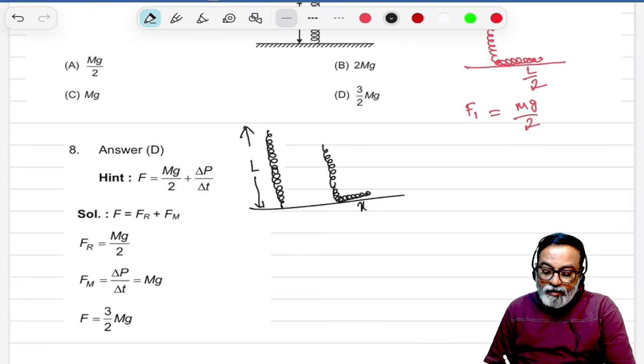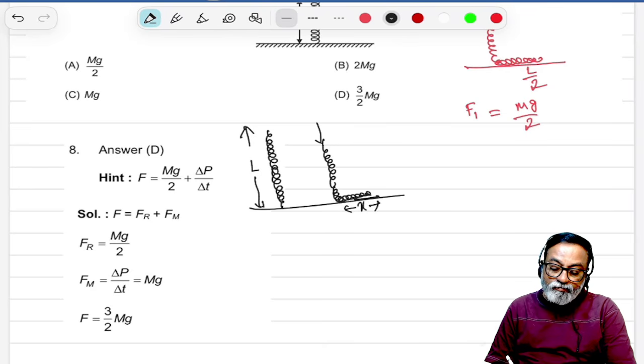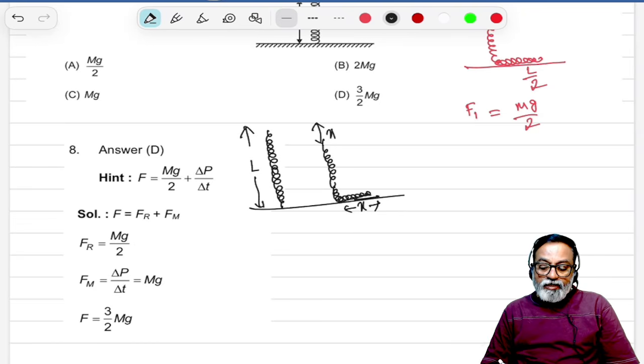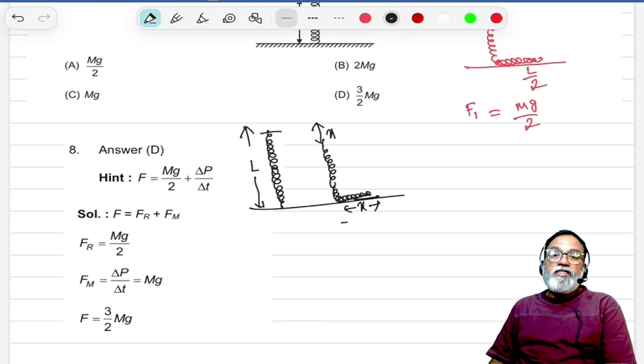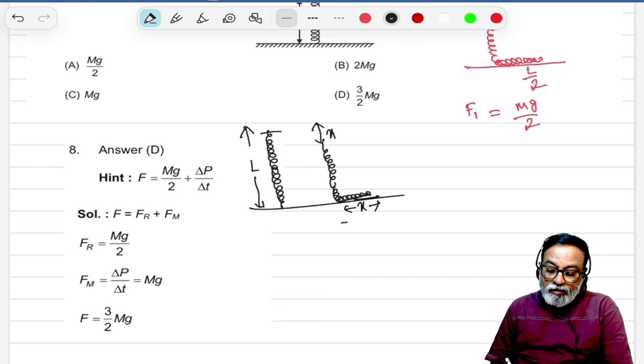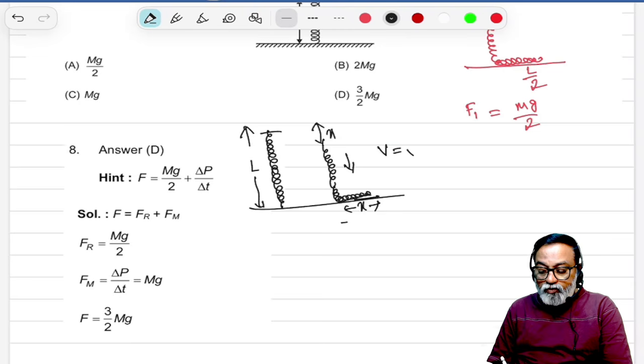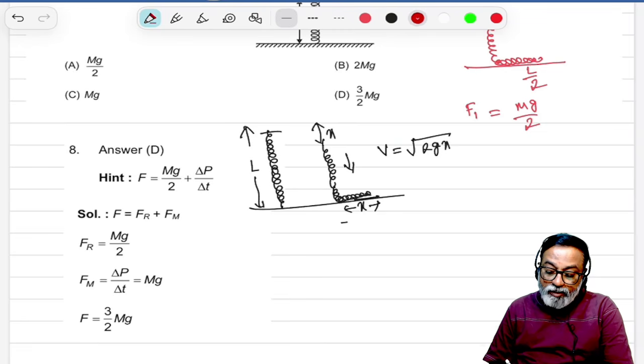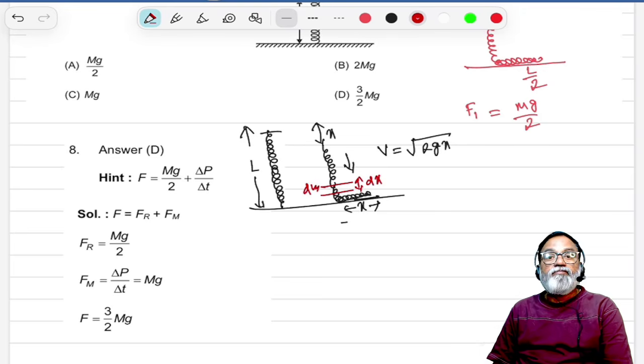For example, x length of chain is on the ground surface. Therefore, the x length of chain, when it moves downwards, that x length is on the surface. For this x length, it is moving with velocity v equal to square root of 2gx. If you consider a small portion here of length dx, mass dm.